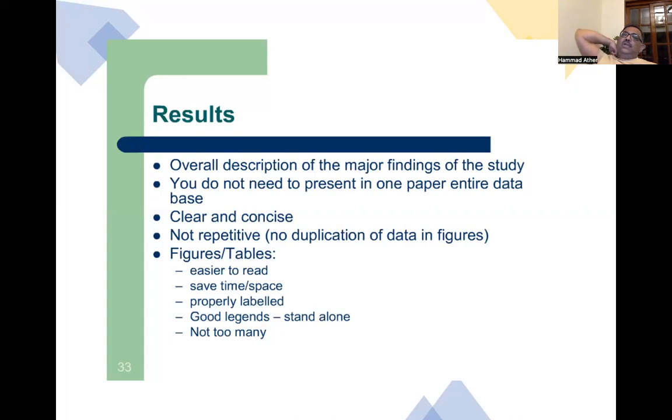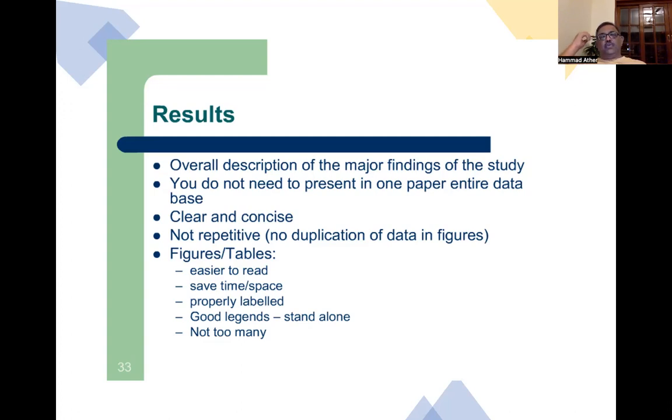Let's move on to the results. Results is basically an overall description of the major findings of the study, so what you have found out. Sometimes I find junior researchers have difficulty in separating some of the points, and they're not clear whether they should go into methods or into results. How you have done it is methods. What you got out of those experiments or data collection is results.